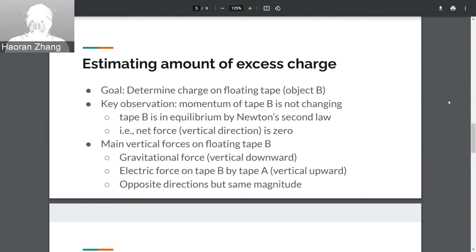Hence, we now want to find the main vertical forces on floating tape B. We found there were two. One is the gravitational force, which is pointing vertically downward, and the other one is the electric force on tape B that is exerted by tape A, and this is pointing vertically upward. And as we just talked about, the net force in the vertical direction is 0, so those two forces have opposite directions but the same magnitude.